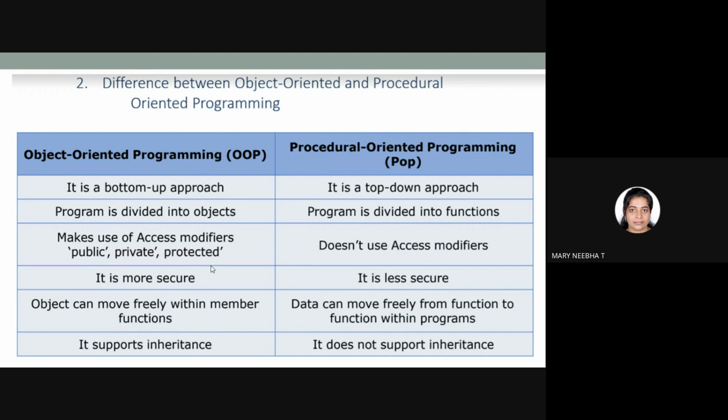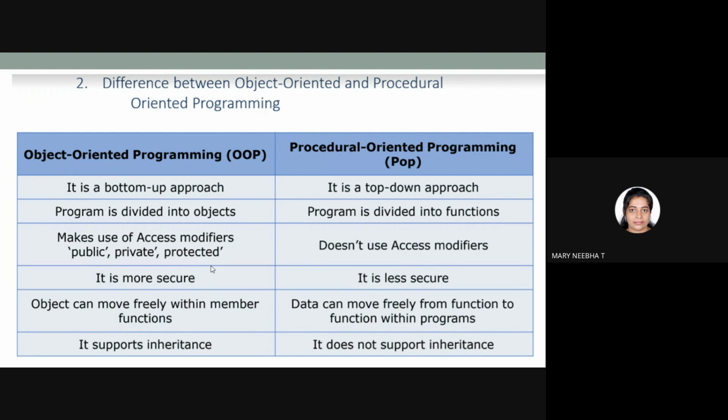But if you take a procedural oriented language, a program is always divided into a lot of functions. And in an object oriented programming language you have access specifiers, that means public, private, protected. If you want to make some confidential things, you can make the access specifier private. If you want to give the information to another class, you can take it as protected or public.